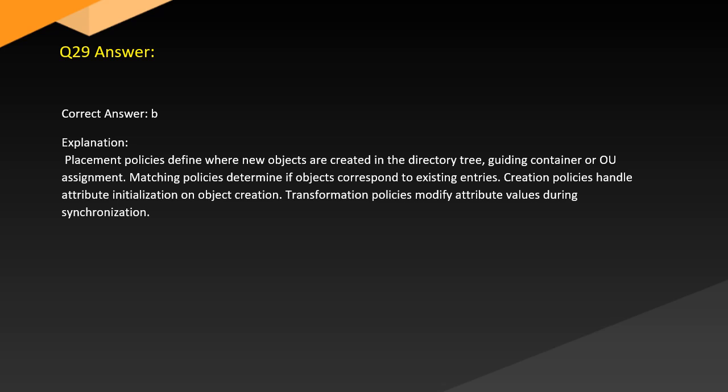Answer. Correct answer: B. Explanation. Placement policies define where new objects are created in the directory tree, guiding container or OU assignment. Matching policies determine if objects correspond to existing entries. Creation policies handle attribute initialization on object creation. Transformation policies modify attribute values during synchronization.